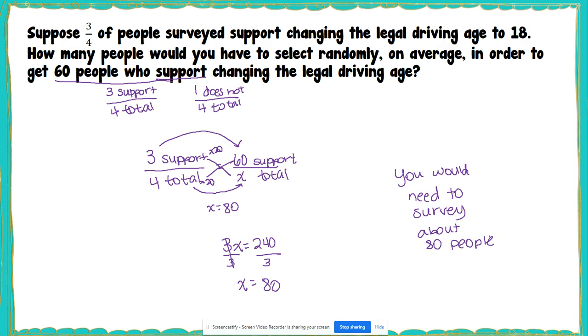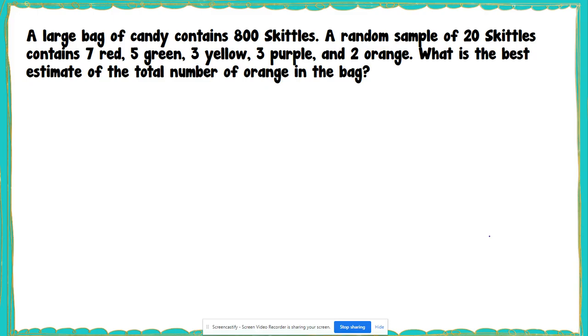Now, again, this is an approximation because just because we survey 80 people does not mean that we're going to get exactly 60 who support changing the legal driving age, but it is a good inference to make based on the data that we have from the sample.